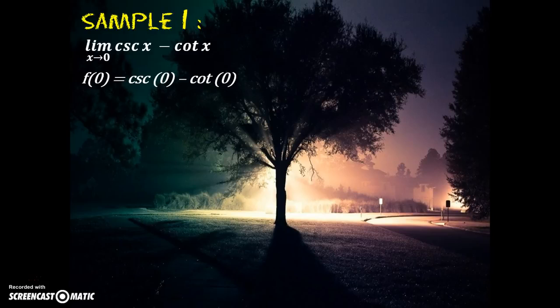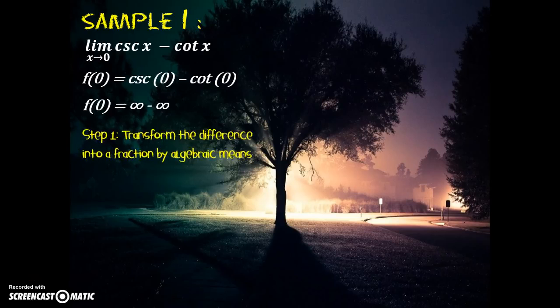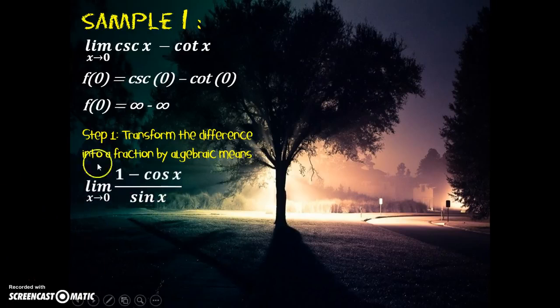Sample number 1. The limit of cosecant x minus cotangent x as x approaches 0. Substituting x will have f of 0 equal to cosecant 0 minus cotangent 0. F of 0 will become infinity minus infinity. In solving this kind of indeterminate form, first transform the difference into a fraction by algebraic means. Since cosecant x is equal to 1 over sine x and cotangent x is equal to cosine x over sine x, you can change the given to 1 minus cosine x over sine x.